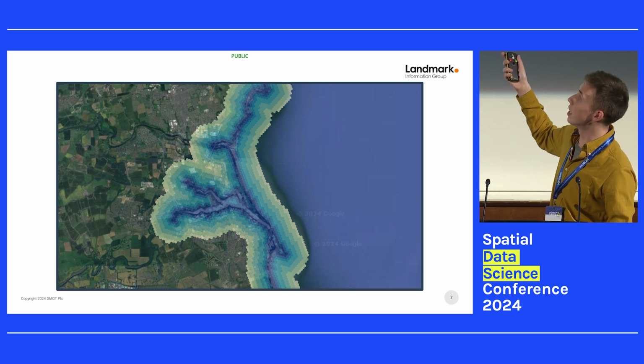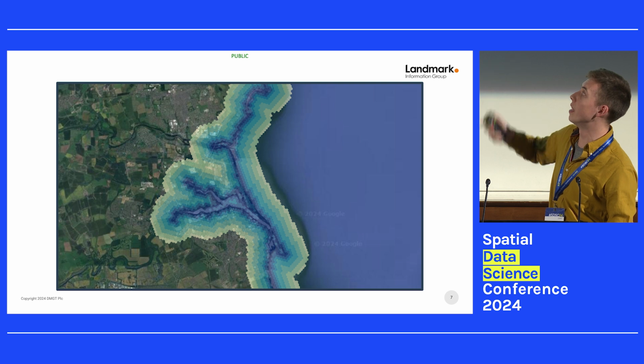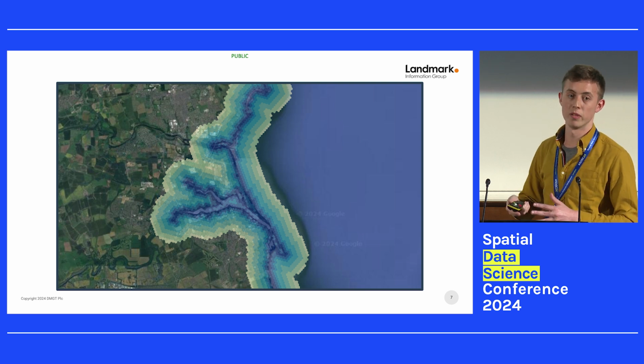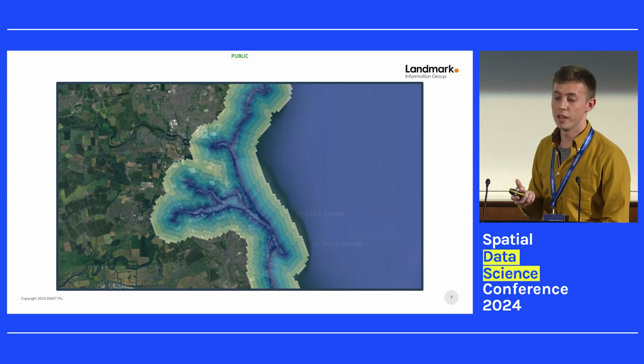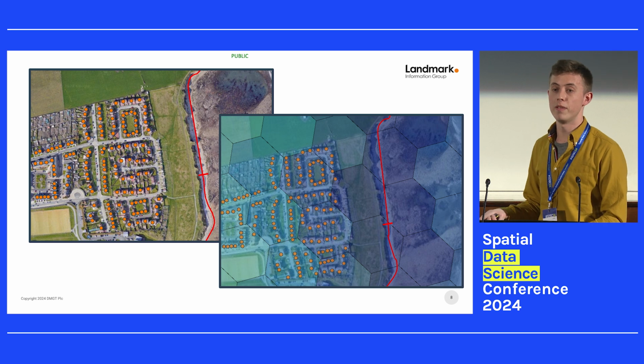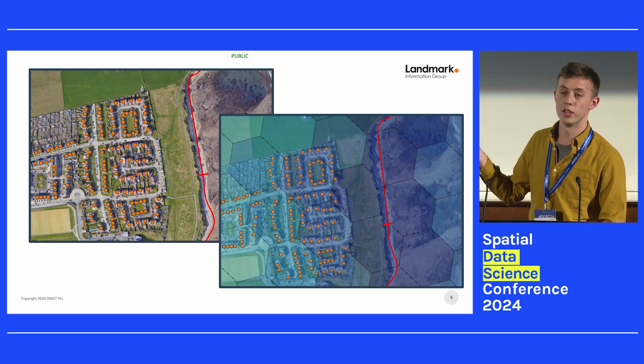You can see it starts out very light as you're further away, and then a much deeper blue when you actually get right onto the coastline. Zooming in, it looks like this. You can see the old way on the left, you've got all the properties, and then you've got the coastline geometry.